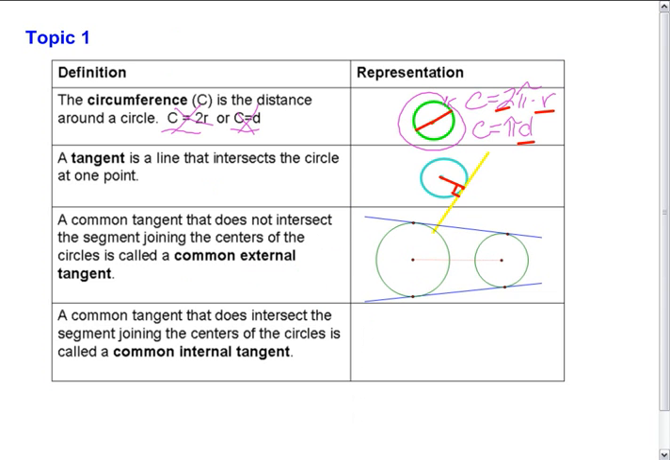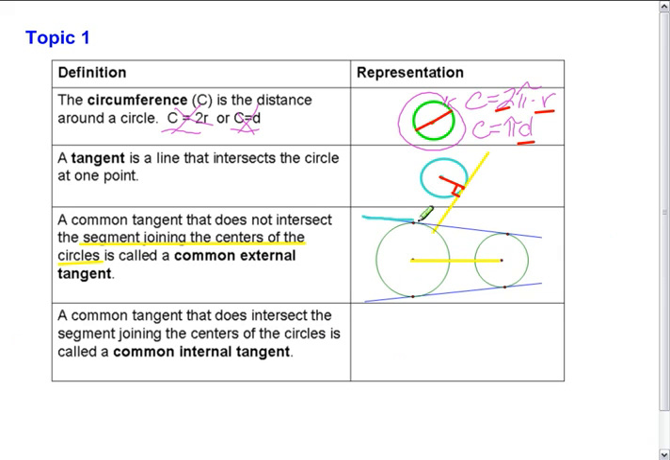Let's take a minute and analyze what we're talking about here. First, what we've done is we have gone ahead and drawn a segment joining the centers of the circles. The segment joining the centers of the circles, that's this little red line that's about to be a yellow line. And now a common tangent that does not intersect those.